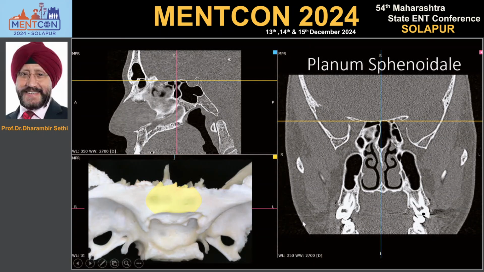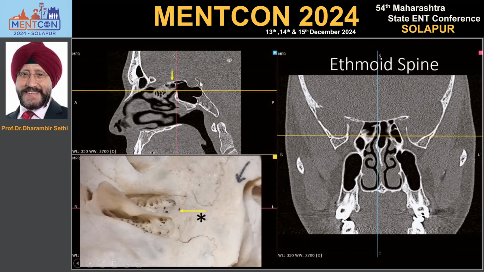Planum sphenoidale is the roof of the sphenoid sinus, and it extends laterally as the lesser wing of the sphenoid. I will talk about that. Now, a small part of the planum sphenoidale actually extends anteriorly. See that? To articulate with the cribriform plate here, and that is called the ethmoidal spine.